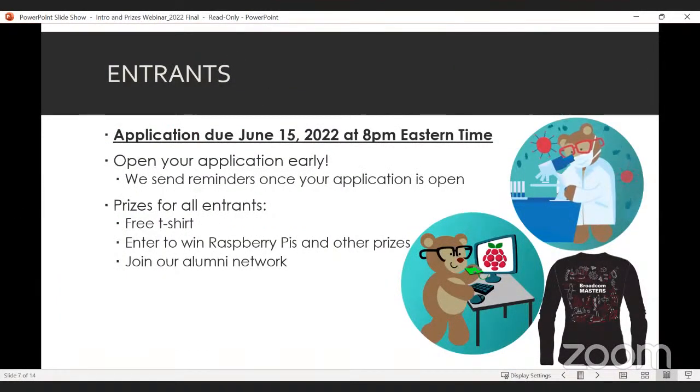So the first stage of the Broadcom Masters competition is the entrant level stage. To be considered for Broadcom Masters, a nominee must complete and submit an online application, which, as we've said, is due June 15th. The application asks about your project, your interests, and your critical thinking skills. The application might seem overwhelming at first, but we have tons of resources to help you.